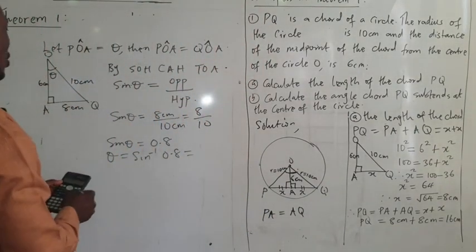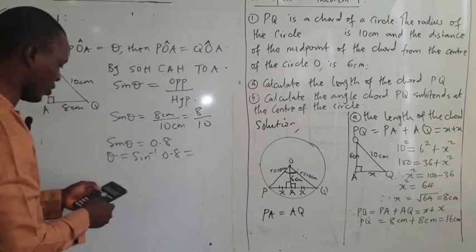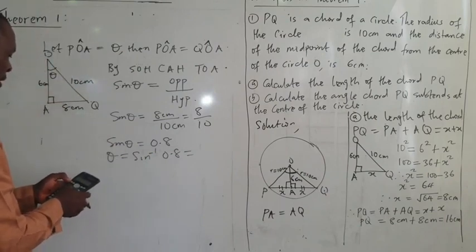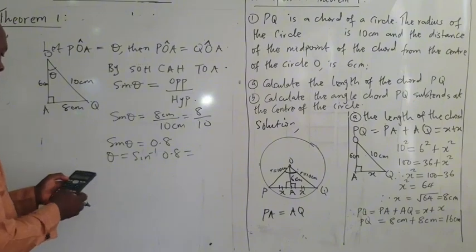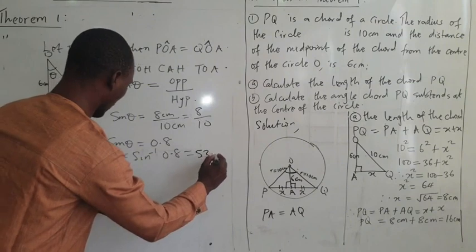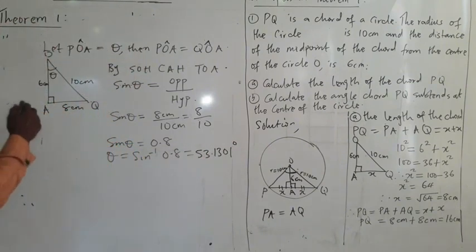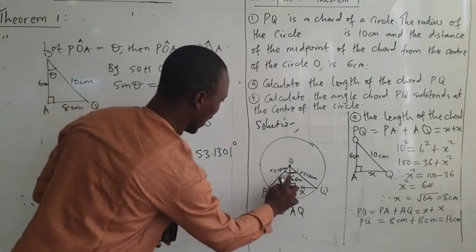Make sure your calculator is in degree mode. If you are solving a problem under trigonometric ratios, you press shift sine of 0.8. So the answer is 53.1301 degrees. But we are looking for the whole angle, that is theta and theta.